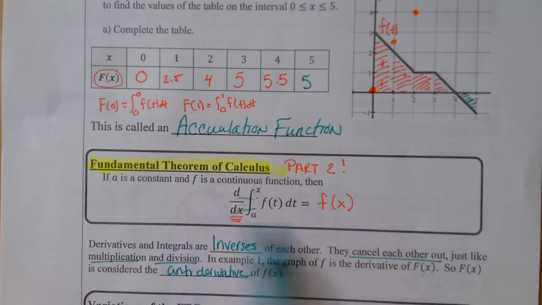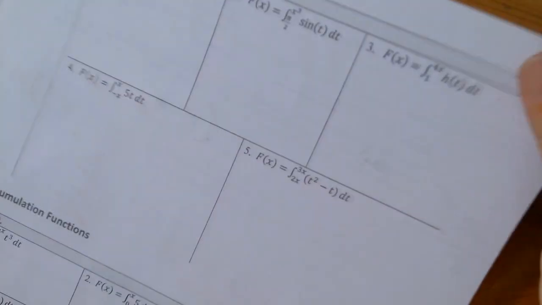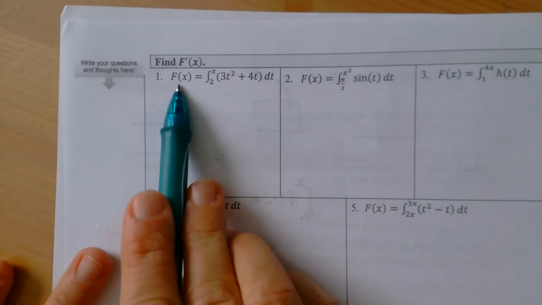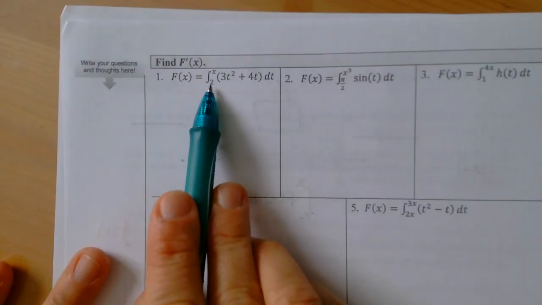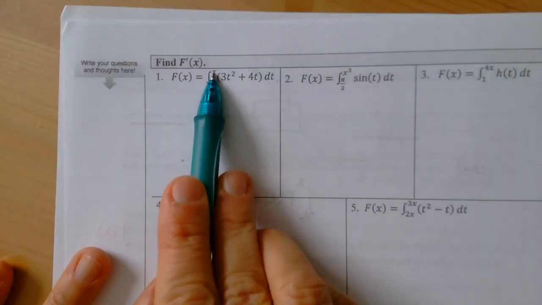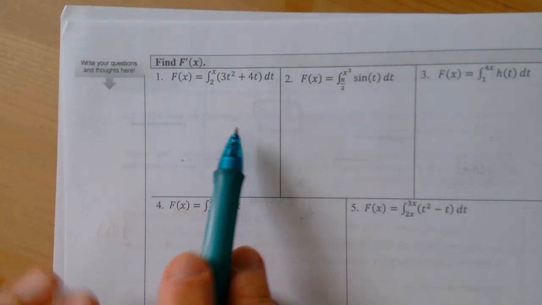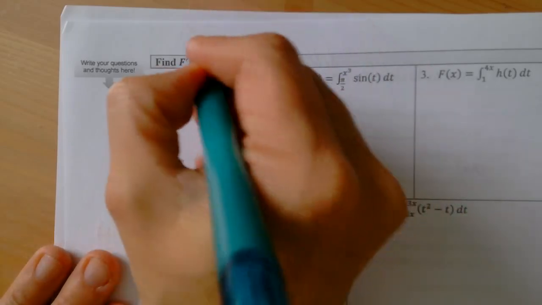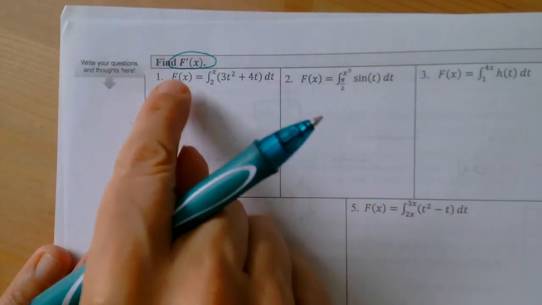So let's work on just something simple here. I'm going to flip the page and look at example 1. We have big F of x is the integral from 2 to x. So this is an accumulation function. It's just eating up area. We don't know when it's stopping. And we want the derivative of big F.